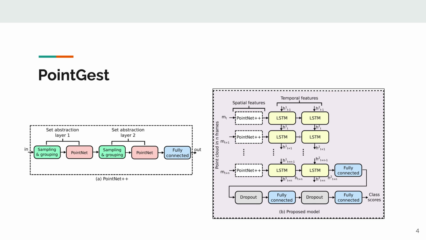Finally, in the last part of the model, we use a couple of fully connected layers with dropout layers to extract the fine-grained features. The dropout layers are responsible for reducing the variance of the model by introducing noise. The last layer of PointGest is a fully connected layer with C neurons and without any activation function to calculate the class scores. C is the number of classes of the dataset.